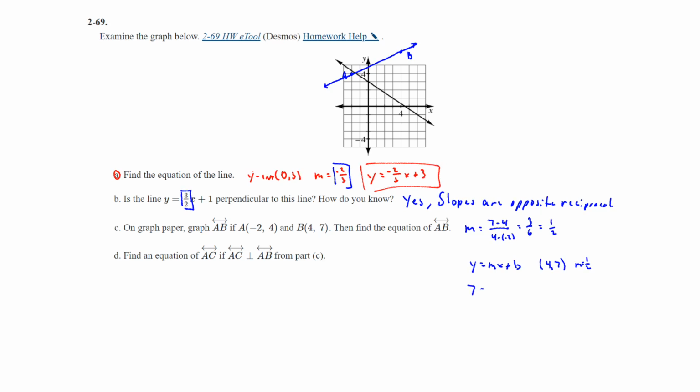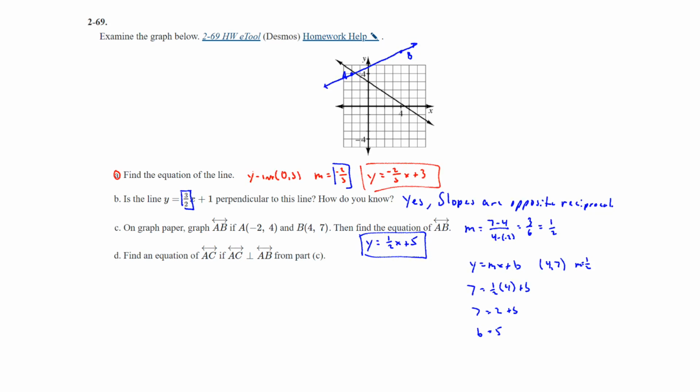And we get 7 is equal to 1/2 times 4 plus b. So 7 is equal to 2 plus b. Subtract the 2, and b is equal to 5. And once again, maybe you recognize that from your graph. Mine was a little bit harder to see. I didn't actually intersect nicely on mine. So y is equal to 1/2 x plus 5. So by doing it algebraically also, I know it's accurate.